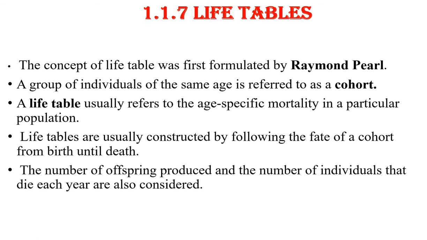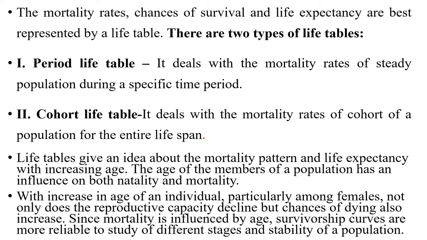The number of offsprings produced and the number of individuals that die each year are also considered. Number of offsprings produced means natality, and number of individuals that die each year means mortality. Both factors are considered here. The mortality rate, chances of survival, and life expectancy are best represented by a life table.